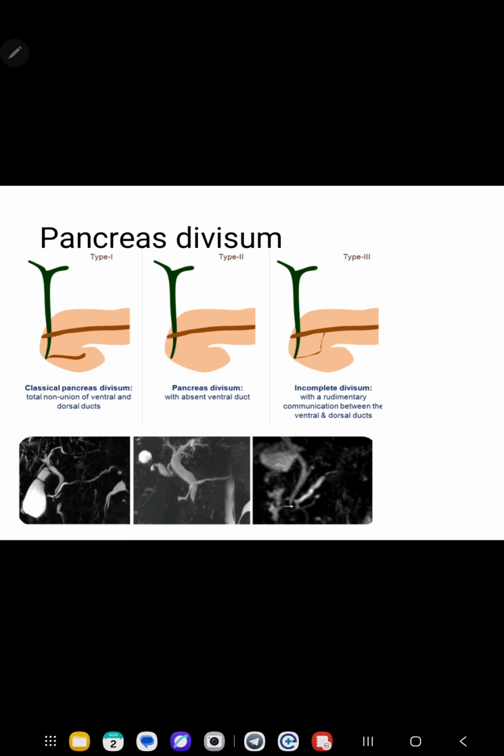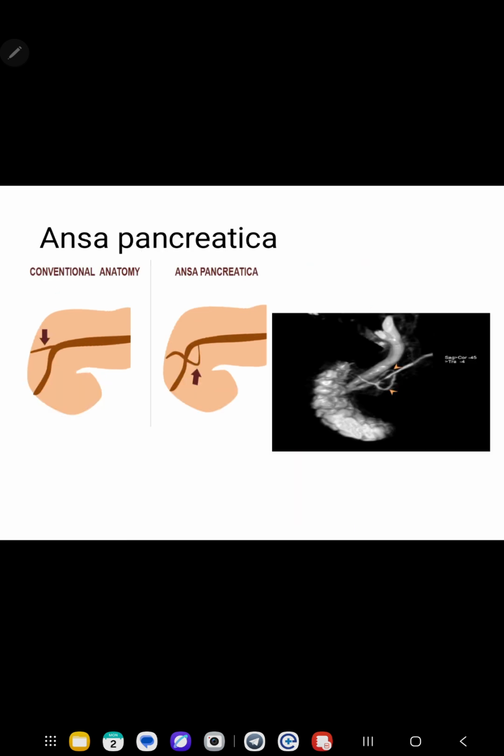In case of MRCP, we can see that the main pancreatic duct is crossing the CBD. Here we can see the ventral pancreatic duct and dorsal pancreatic duct separately. Here we cannot see the ventral pancreatic duct. Here we can see the communicating duct also in the MRCP images.